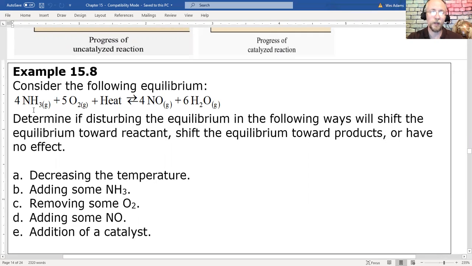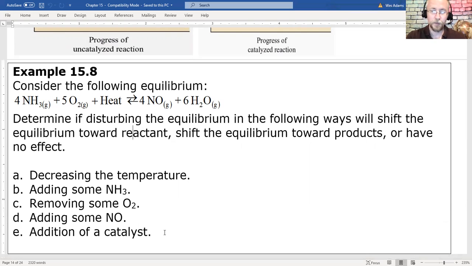If I add some ammonia, ammonia again is a reactant, and so it's going to shift towards products. It's going to shift away from an increase and towards a decrease. If I remove some O2, that's a reactant, so it's going to shift towards reactants. If I add some NO, it's going to shift again towards reactants because NO is a product. If I add a catalyst, no effect.